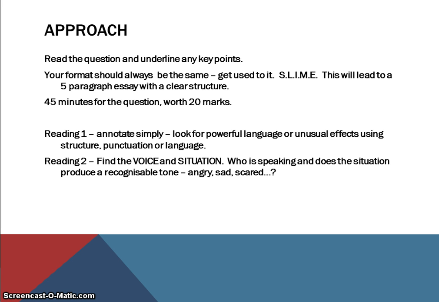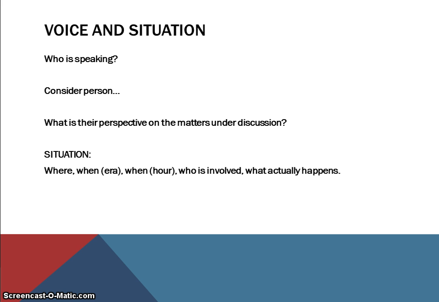And this time, concentrate a little on voice and situation, thinking to yourself, who is speaking? Is the narrator of the poem the same person as the person within the poem? Or is this actually something different? Is this a first-person poem? Is this a poem by an omniscient narrator observing actions, for example? Is there a recognizable tone to the poem? Is it an angry poem, a sad poem, a scared poem? What is happening within the poem? And again, write all over your exam paper. Give yourself the clues. Annotate heavily at this stage.